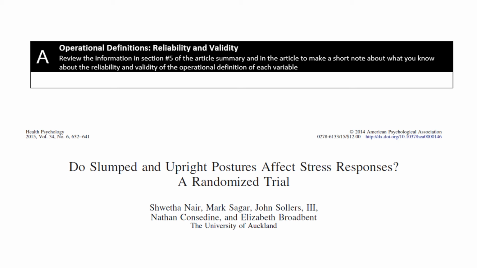Given that the reliability and validity of a study's operational definition, or lack thereof, influences whether we want to keep working with the article, that's the first thing we're going to look at in the analysis. That said, the first step is to remember the variables in the study and the related operational definitions. That's in Part 5 of the summary worksheet.